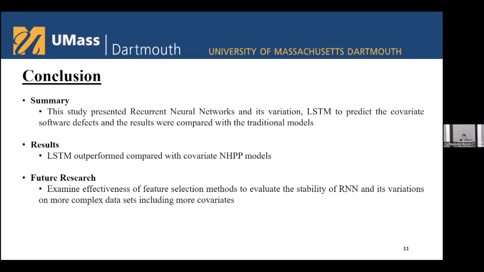So, to conclude, this study presented recurrent neural networks and its variation LSTM to predict covariate software defects, and the results were compared with the traditional models. The numerical results show that LSTM outperformed the covariate NHPP models. And as future research, we suggest examining the effectiveness of feature selection methods to evaluate the stability of RNN and its variations on more complex data sets, including more covariates.